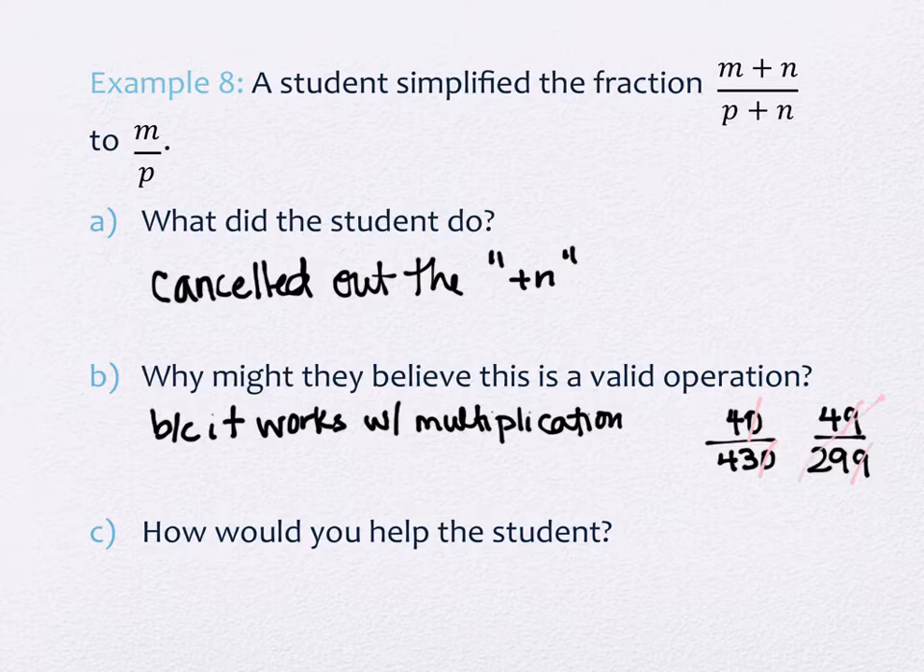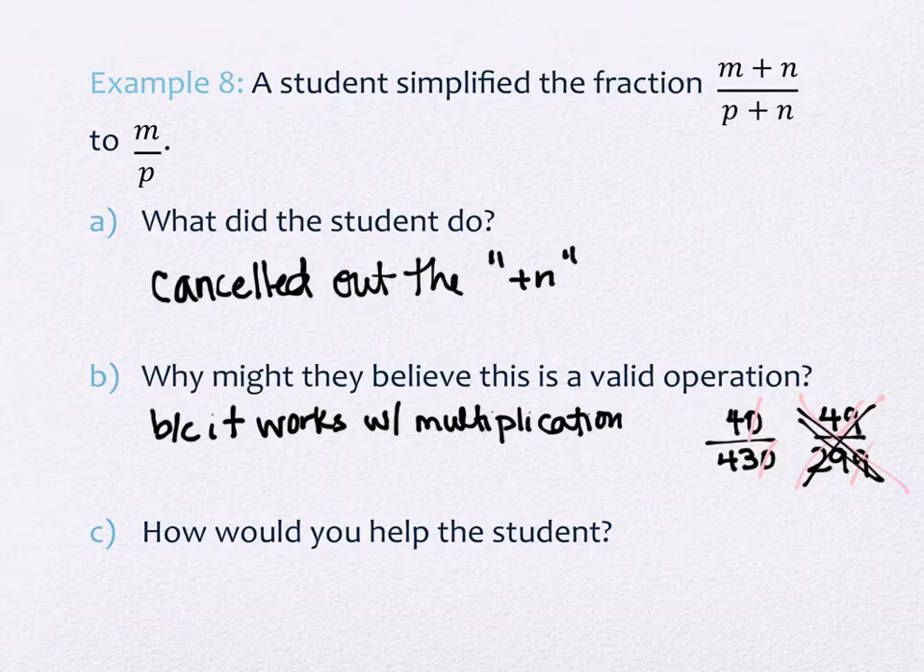Okay, so this is not okay. Don't do this. Please don't do this. All right, but they did it because it worked with multiplication, and probably because they felt like, well, it looks the same. It looks the same. So what might you do to help the student recognize that it doesn't work with addition? What might you actually do?